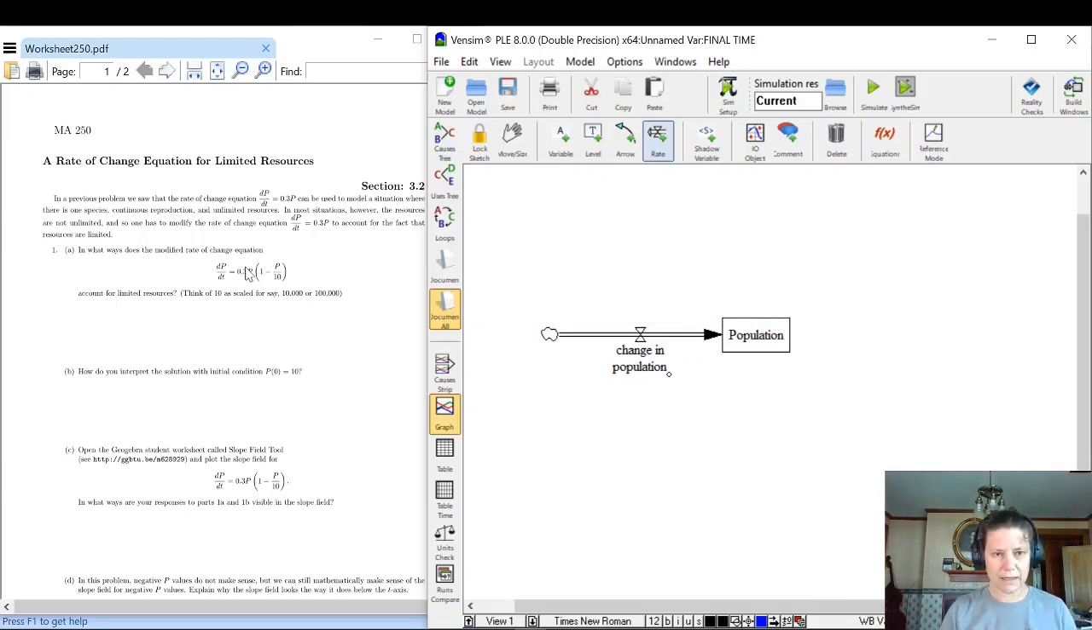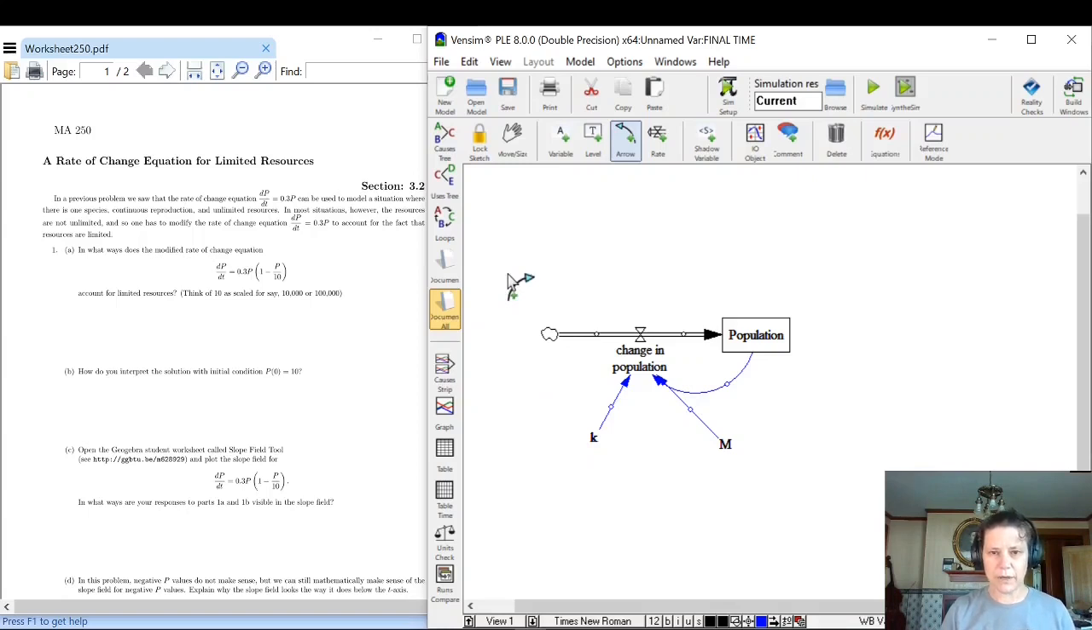Let's see, we need something to put this 0.3 into, which we have been calling R or K, depending on which version of the worksheet you're looking at. And also, we need something to put this 10 in, and that 10 is usually labeled as M. So we need a couple of extra variables. We need a K, and we need an M. And these need to flow into change in population as well as population.